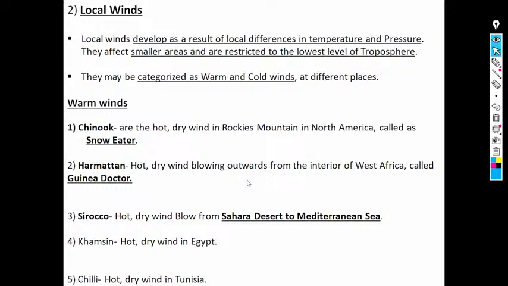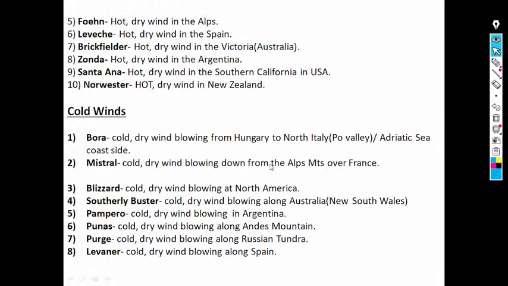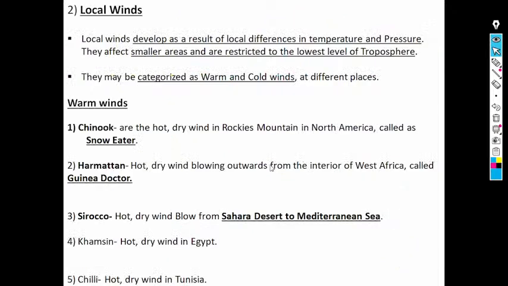Then Sirocco, a hot dry wind blowing from the Sahara desert to the Mediterranean Sea. Here you can see the Sirocco hot dry wind blows from the Sahara desert to the Mediterranean Sea. Let me make a diagram.